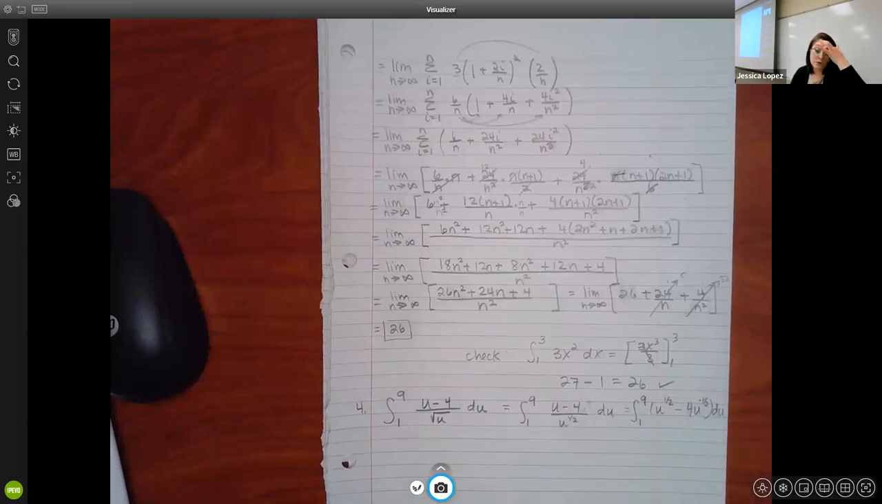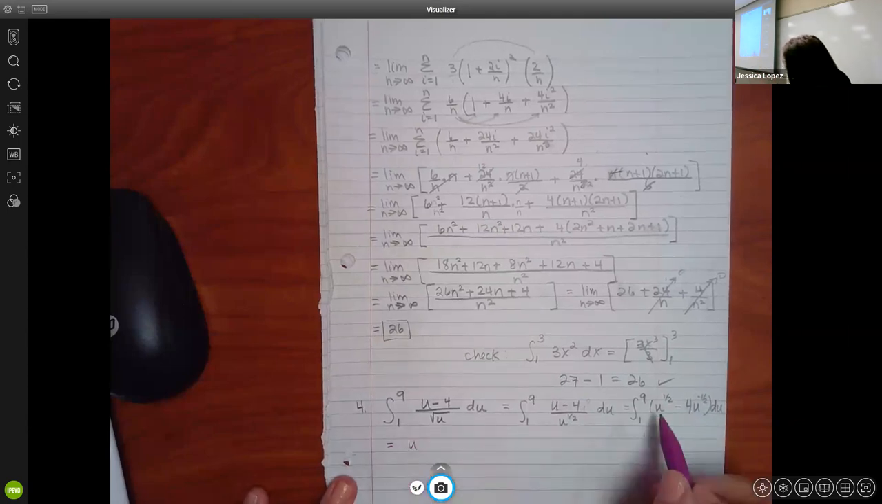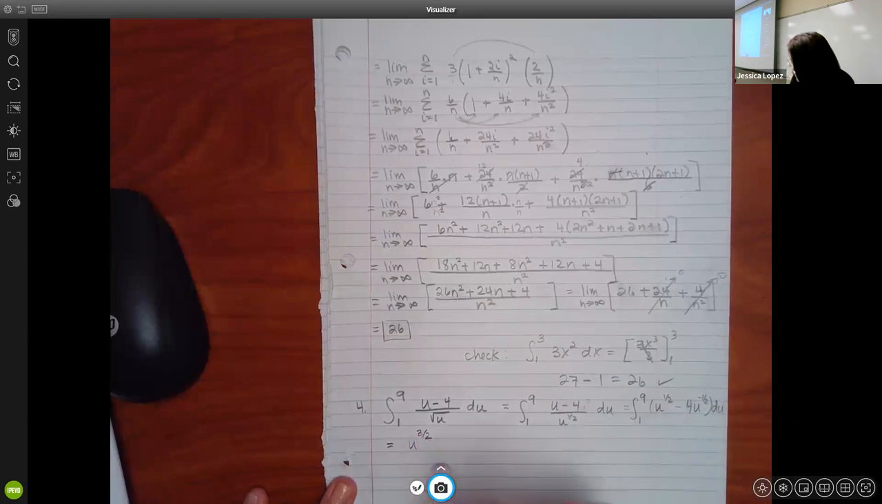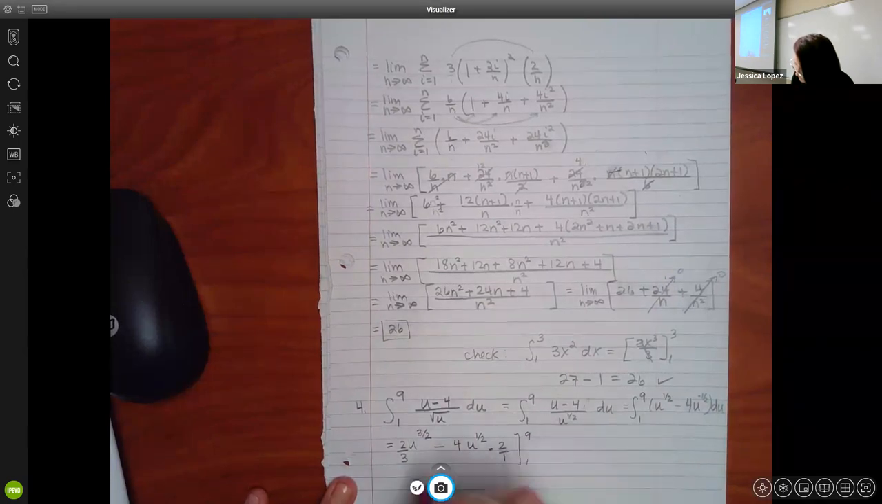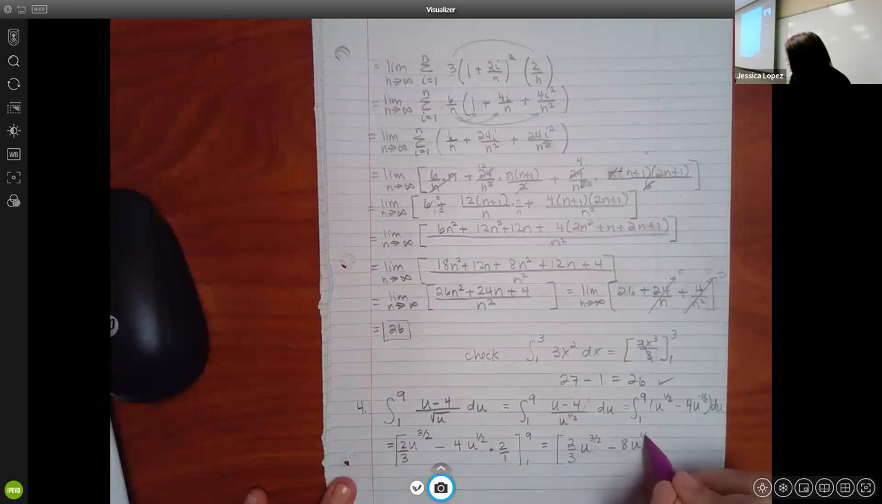Once you have them in exponent form, there's just the power rules, right? So we're going to add 1, which will give me 3/2, multiplied by the reciprocal of that, minus 4, add 1 to this exponent. Well, negative 1/2 plus 1 is a positive 1/2, and then multiply by the reciprocal. And no plus c, because we do have bounds, right? So we get 2/3 u to the 3/2 minus 8 u to the 1/2.